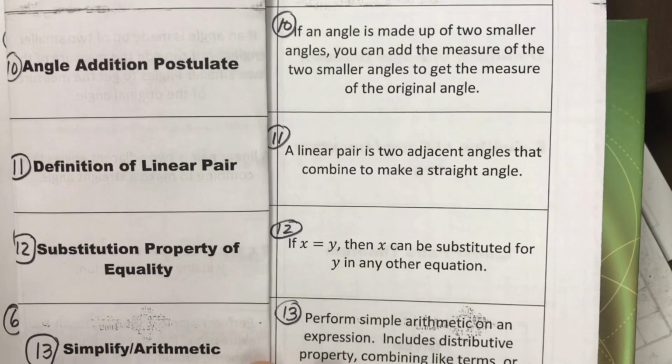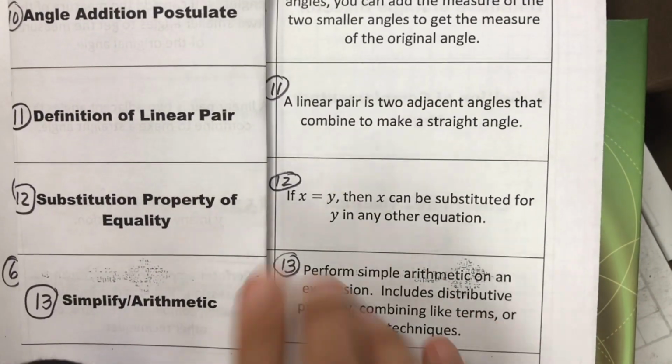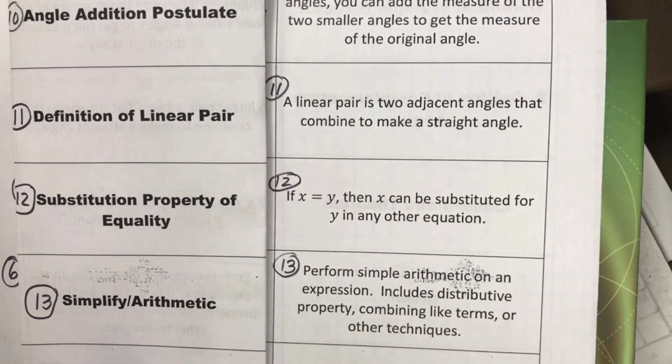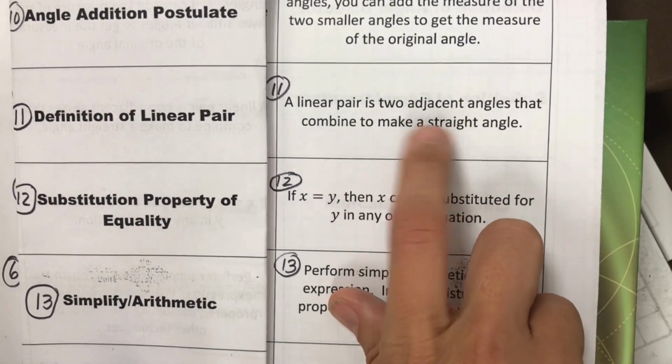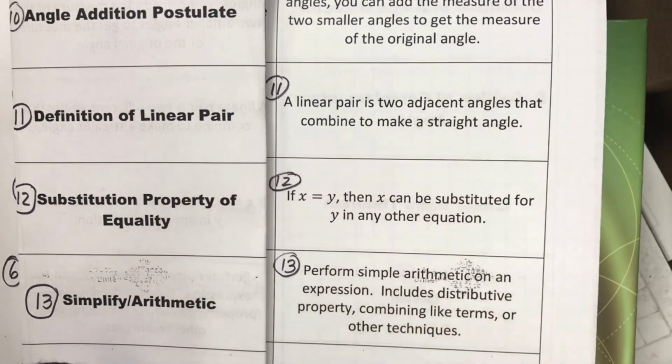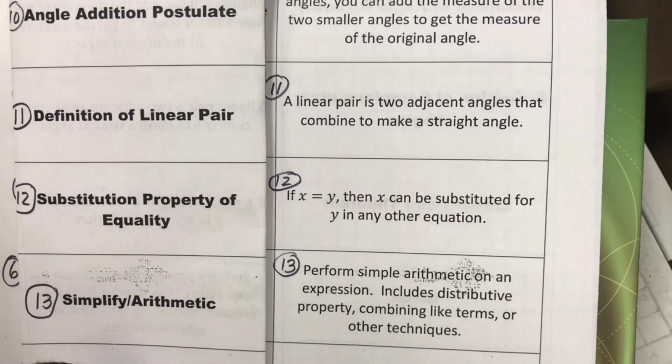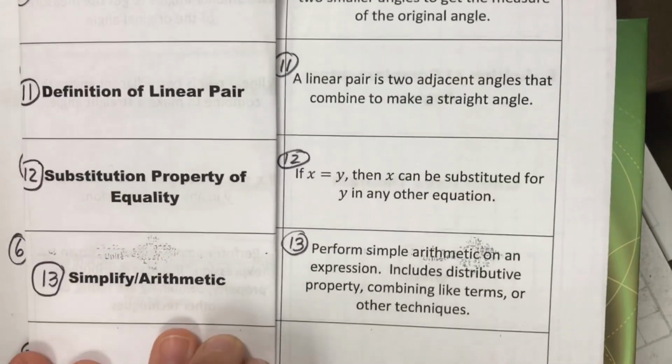Next, definition of a linear pair. A linear pair is two adjacent angles that combine to make a straight line. So now you have two angles that are next to each other, but when I add them together, they make a straight line or 180 degrees. Pretty cool. Okay, we just got two more.